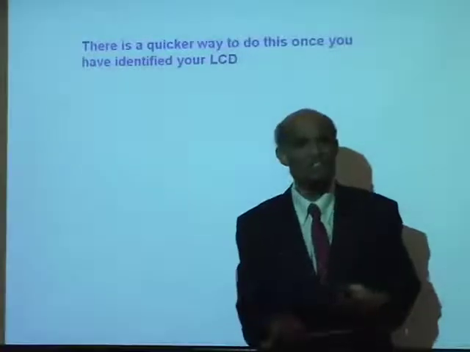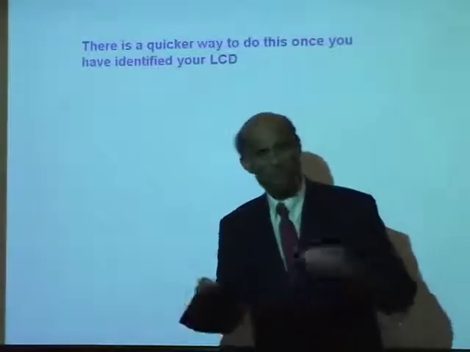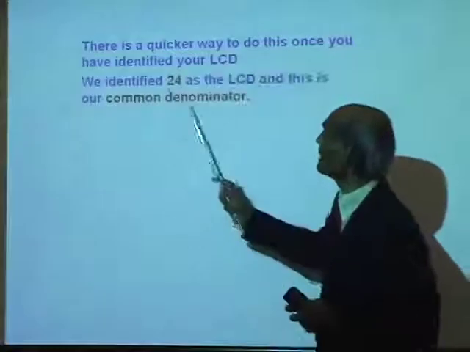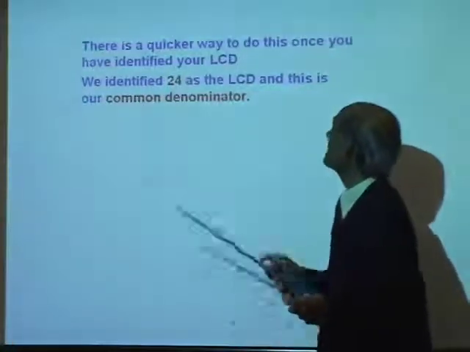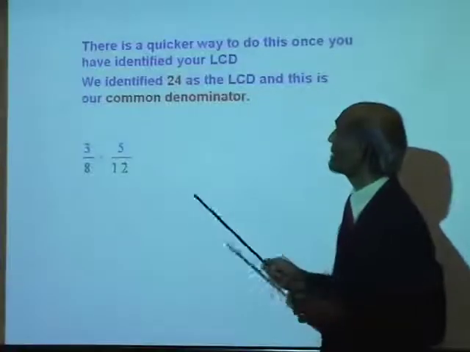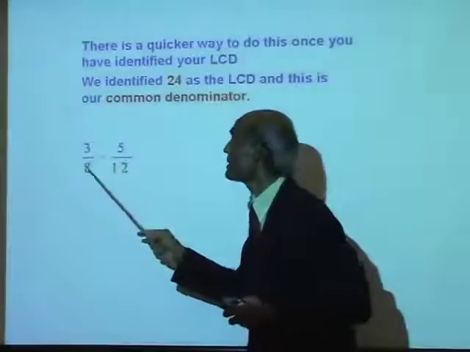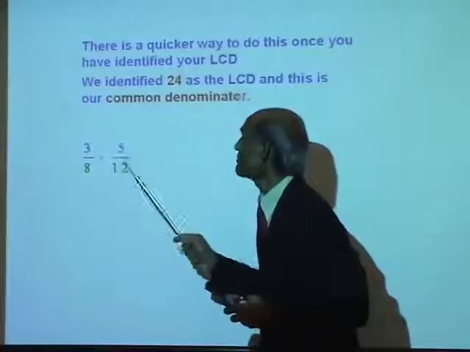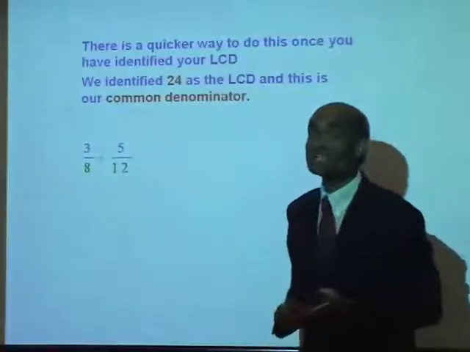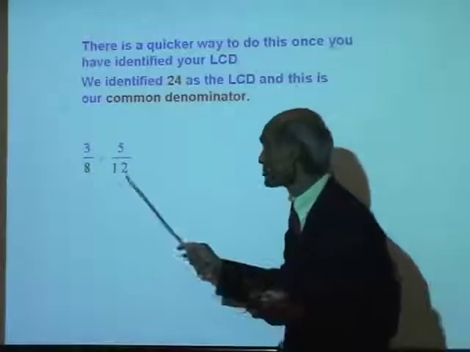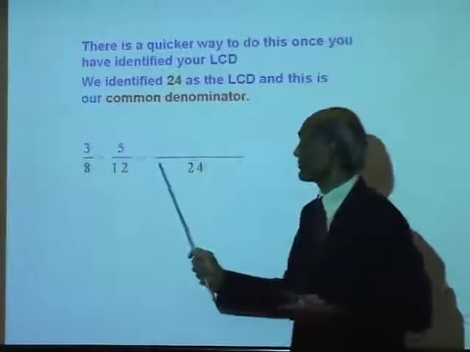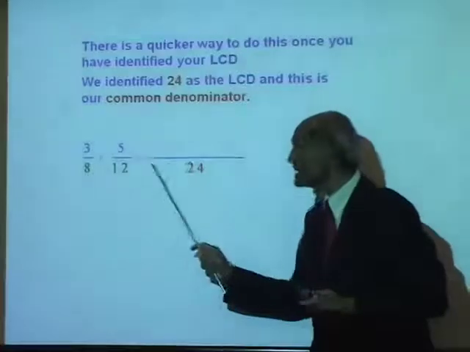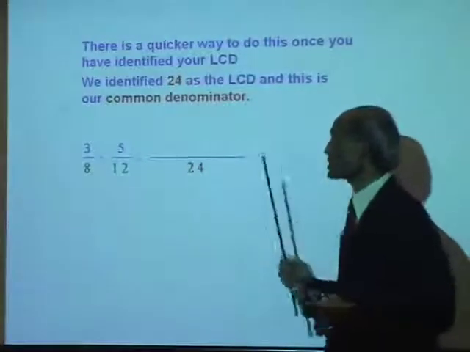Now, try and see whether you can follow this and try and practice this. We identified 24 as the LCD, and this is the common denominator. For example, 3 over 8 plus 5 over 12. What is the LCD we identified? 24. So we write that 24 like this. Write the LCD with a big line on top.